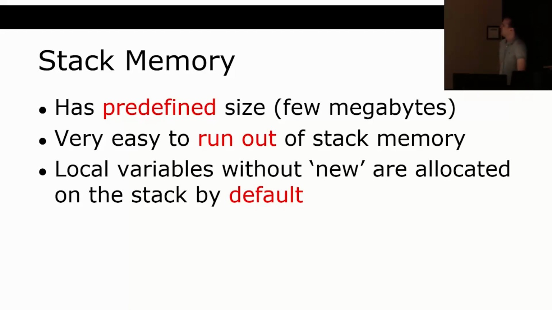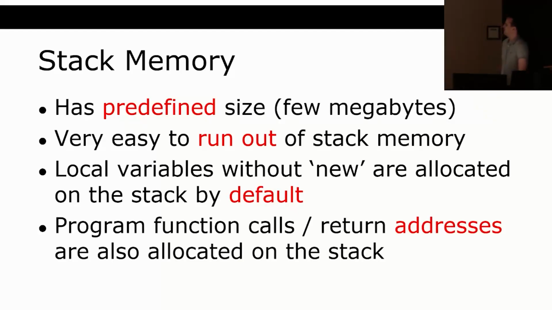Local variables without the new keyword are allocated on the stack by default, and function calls and return addresses are also allocated on the stack. We're not about to drill down into the assembly here, but just realize that when you call a new function, it pushes the pointer to where you are in the program counter to the stack, then you do the function, then the function unrolls, and then it tells you where in the program counter you have to go back. So all of the stuff related to function calls and returns is also on the stack.